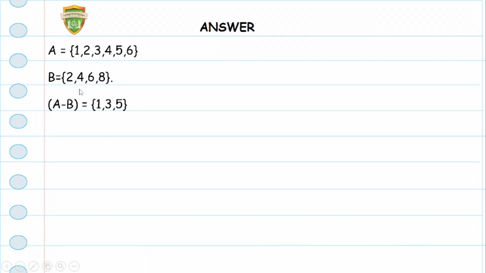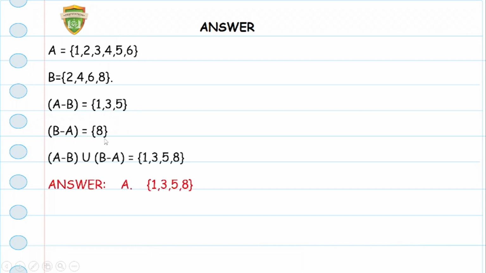Hence this answer. Now the reverse is the case for B minus A. Now B minus A means we remove what is in A and also in B, and leave what's left. Now in this case, like we mentioned earlier, 2, 4, 6 is common to both of them. So what is only left for B will be 8. And then the question asks for the union of these two, that is A minus B union B minus A, which is simply these two in one set. And so that becomes 1, 3, 5, 8, which is option A.